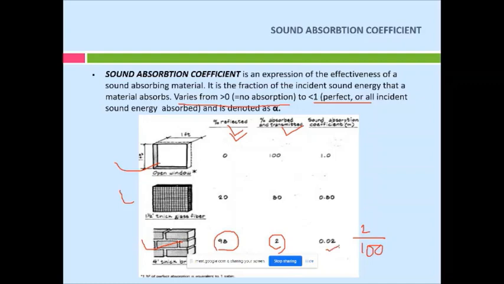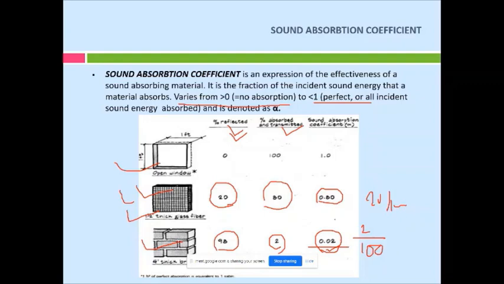that means 0.02, right? If we take glass fiber 1.5 inch thick, 20% of the incident energy is getting reflected and 80% is getting absorbed or transmitted. In that case we can say 80 by 100, 0.80, and that is a very good sound absorbing material. We are having more than 50% of absorption. And in the brick wall only 2% of sound energy is getting absorbed, so we can say the sound absorption coefficient is 0.02, right?